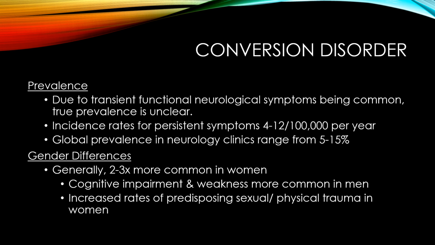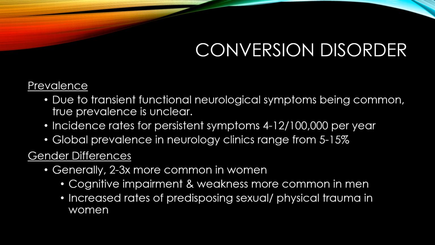For conversion disorder prevalence, we really don't have a clear picture of that, because we have transient functional neurological symptoms that are actually pretty common. So we really don't know, but we do have some notable incidence rates for persistent conversion disorder symptoms, and that ranges somewhere between 4 and 12 out of 100,000 per year. And then if we look globally, prevalence within neurology clinics, another wide range, but somewhere between 5 to 15%.